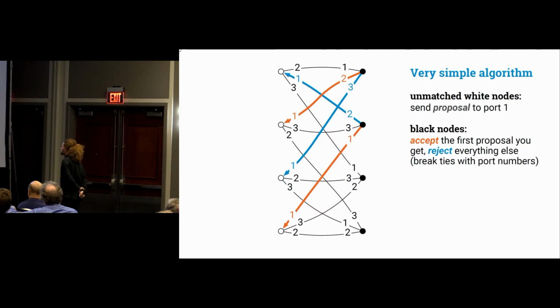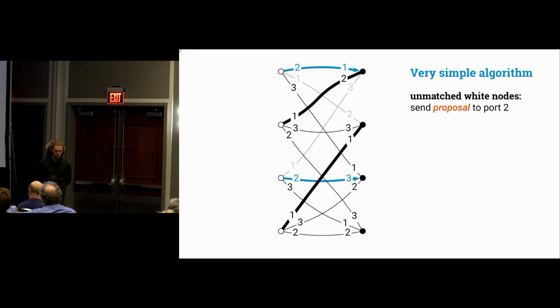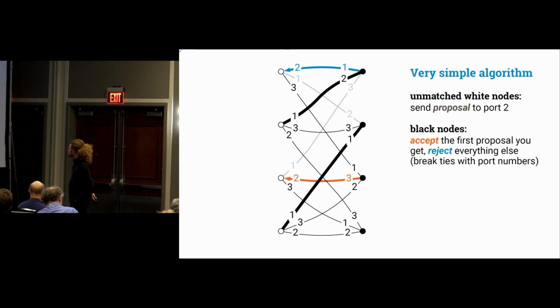And then in the next round, edges via which a successful proposal was sent will be added to the matching. Now in the next round, each white node that isn't matched so far will send a proposal over the next port, port 2. And again, the black nodes will accept exactly one of these proposals, except if they already have a matched edge. Then they don't do anything anymore. Okay, in this case, the upper proposal will be rejected and the lower proposal will be accepted. So this edge will be added to the matching.